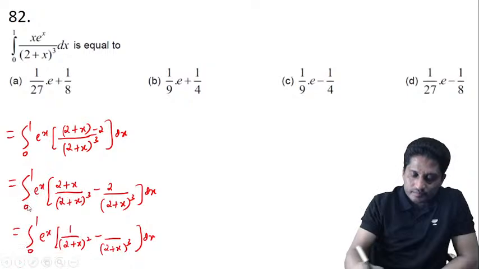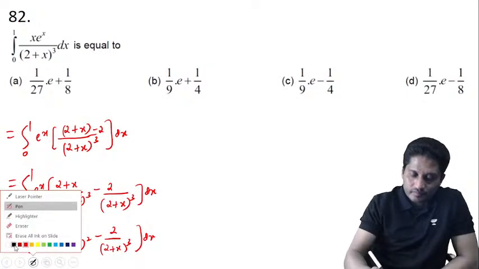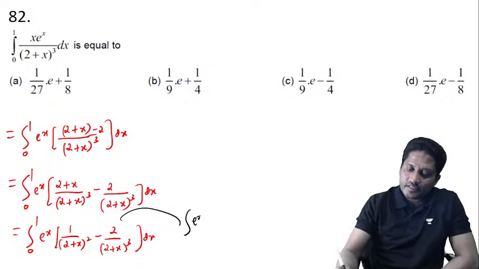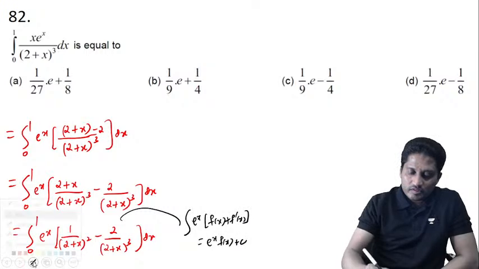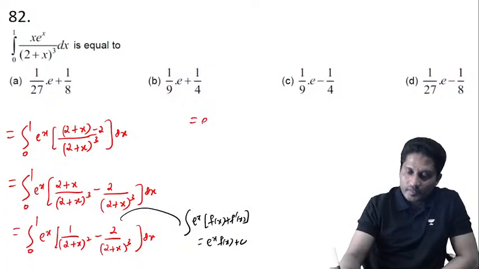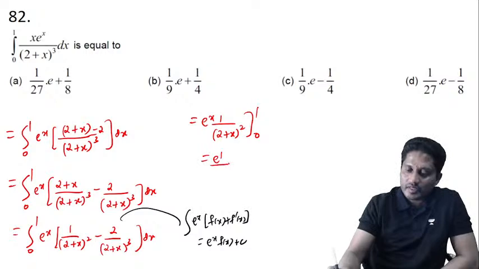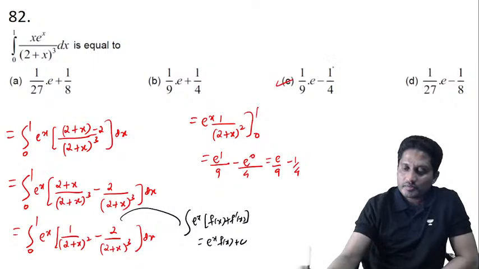This is of the form e power x into f of x plus f dash of x. Formula will be equal to e power x into f of x plus c. So this is e power x into f of x, that is 1 by 2 plus x the whole square, between the limit 0 to 1. If I substitute, you get e power 1 divided by 2 plus 1 the whole square is 9. Lower limit is e power 0 divided by 2 plus 0 the whole square is 4. e power 1 by 9 minus 1 by 4. Answer is option C.